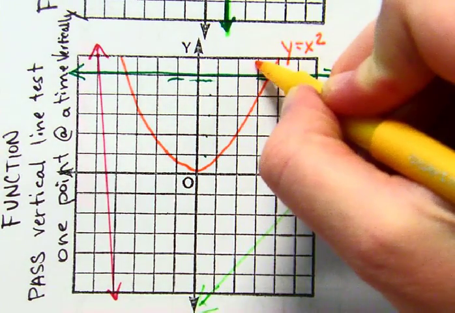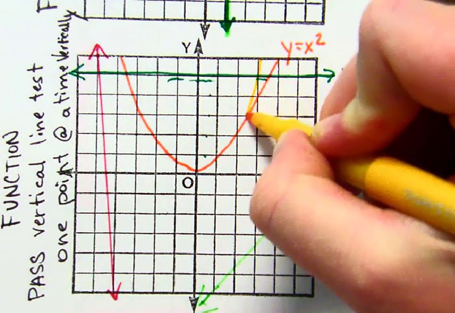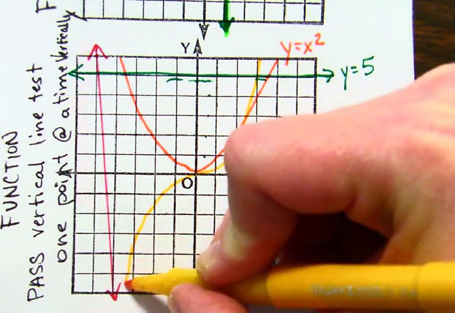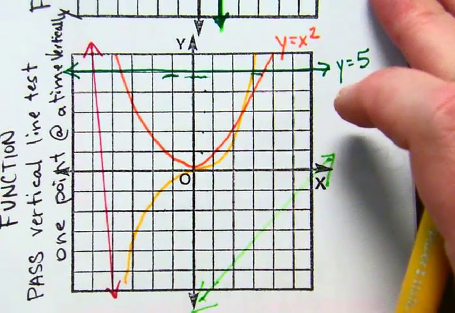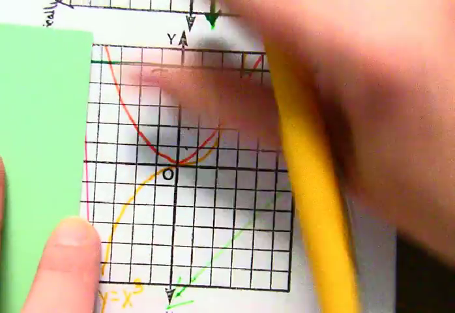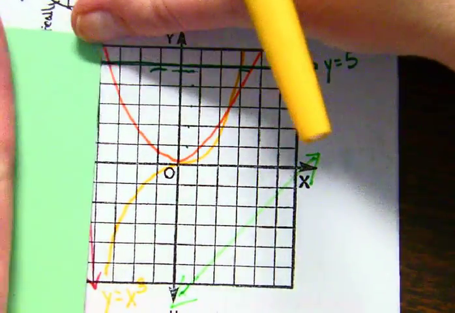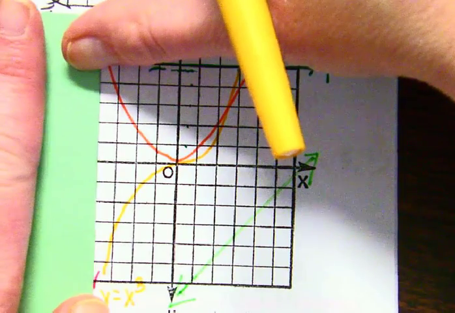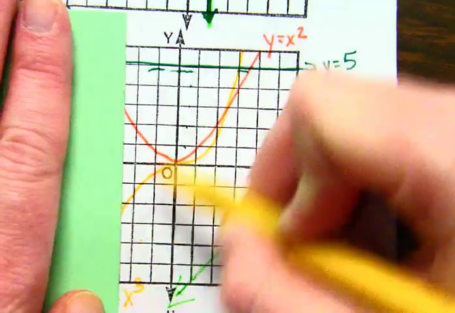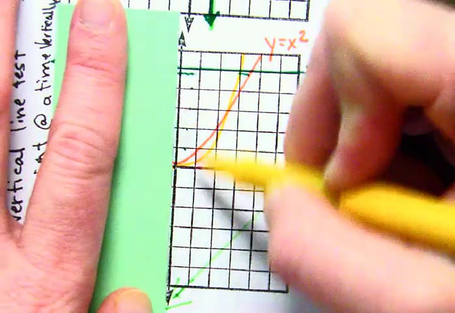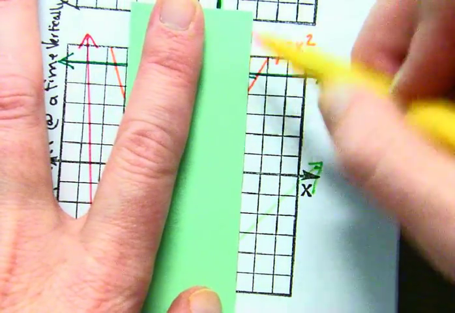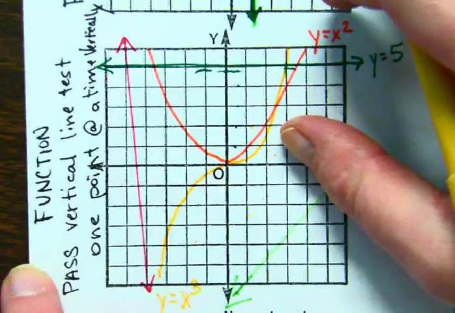Okay? What if I had y equals x cubed? That would be a disco move looking thing. Looks like that. This would be y equals x cubed. So taking my vertical line, it's not touching this yellow line anywhere else up and down. That's also a pass, so that's a function.